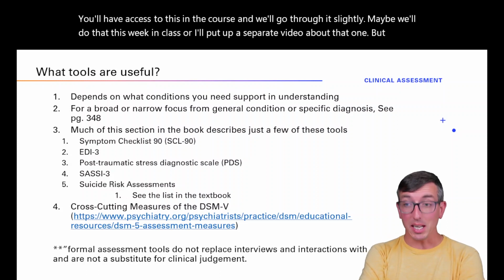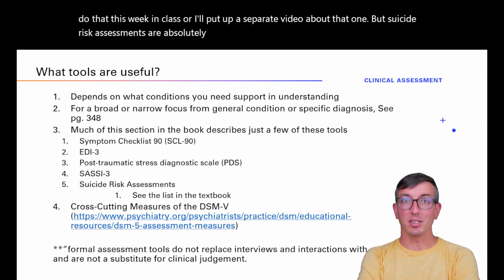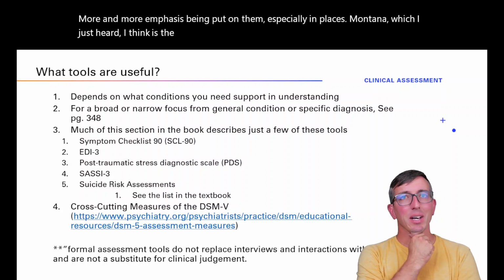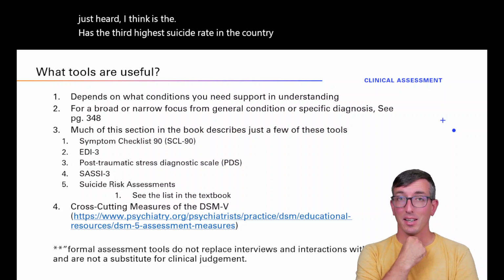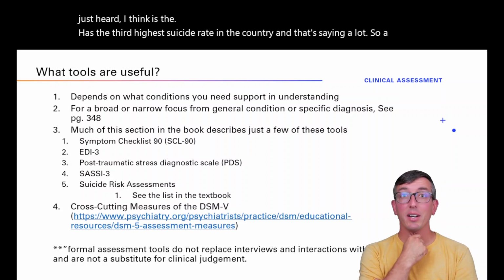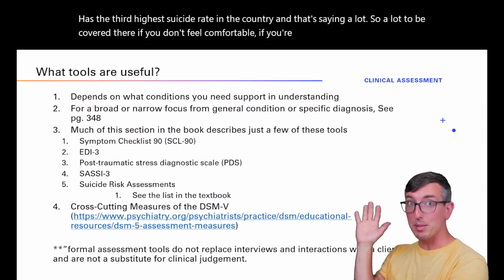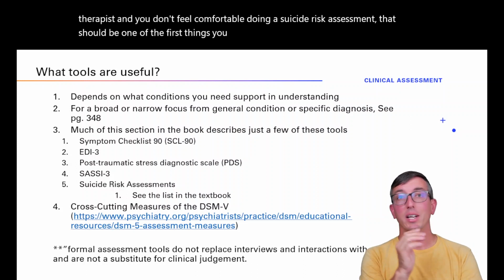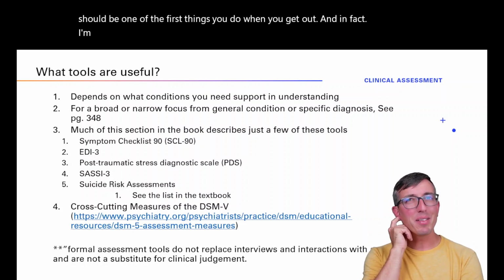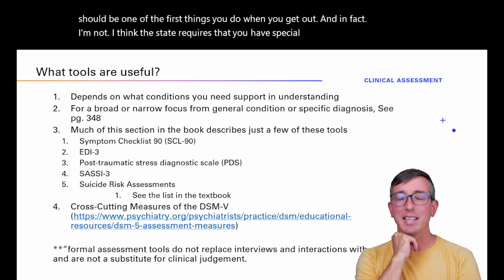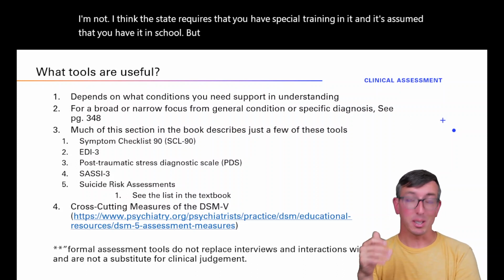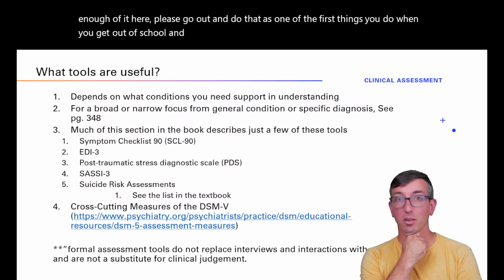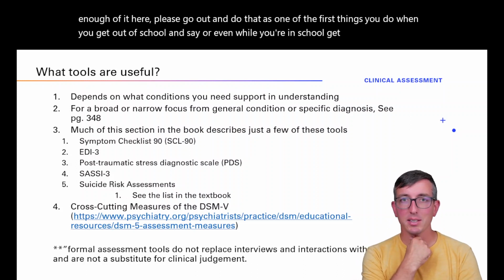But suicide risk assessments are absolutely essential, and there's more and more emphasis being put on them, especially in places like Montana, which I just heard I think has the 3rd highest suicide rate in the country, and that's saying a lot. If you're going to go into being a therapist and you don't feel comfortable doing a suicide risk assessment, that should be one of the first things you do when you get out. In fact, I think the state requires that you have special training in it, and it's assumed that you have it in school. We will give you some training, but if you don't get enough of it here, please go out and do that as one of the first things you do when you get out of school, or even while you're in school. Get comfortable with it, because it's literally a life or death thing.